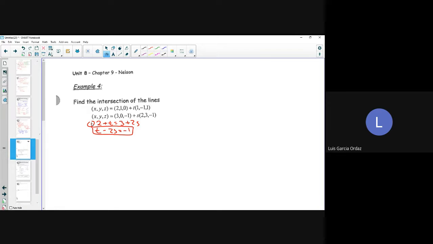Okay. Equation 2. Now I'm going to deal with my y's. So I get 1 minus T is equal to 0 plus 3S. So I get negative T minus 3S is equal to negative 1. And then the last one has to do with my z's. So I get 0 plus T, so I just get T is equal to negative 1 minus S. So T plus S is equal to negative 1.